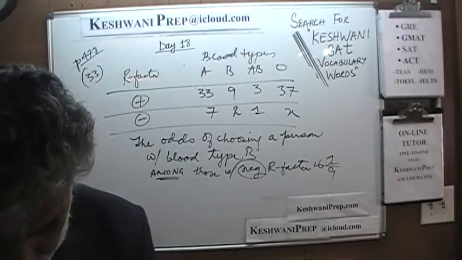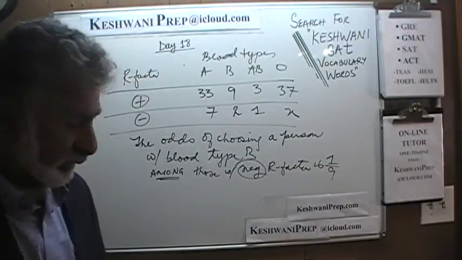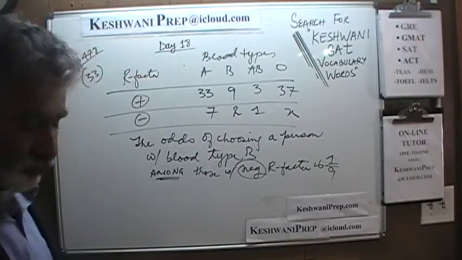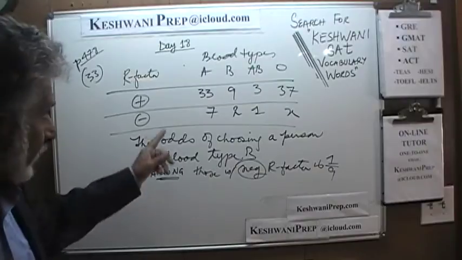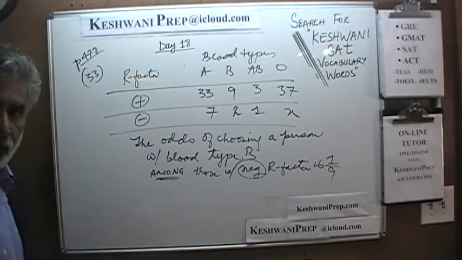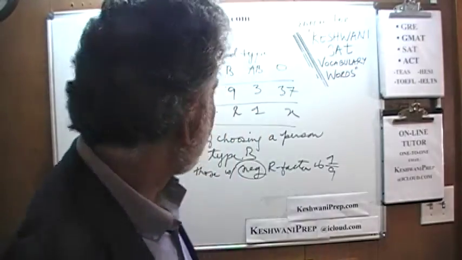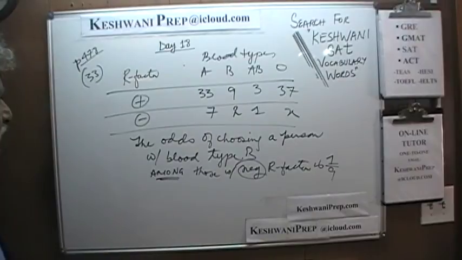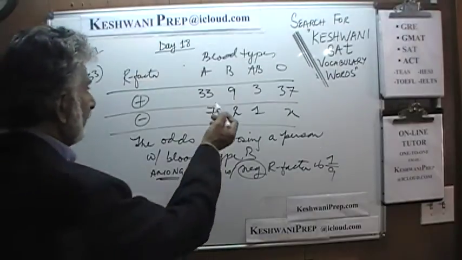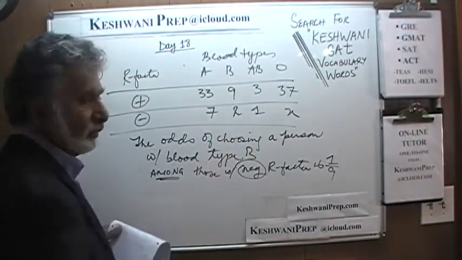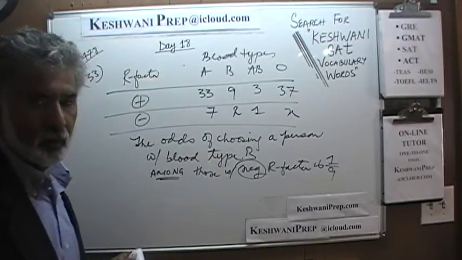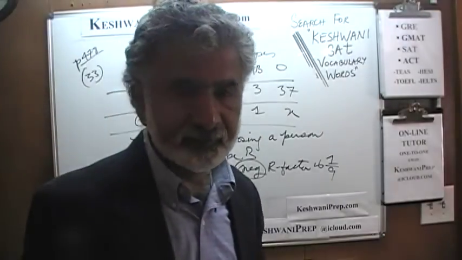I put down this nice table on the top, but now I realize that I'm going to have to erase it. Let me first put down what we need here, then I'm going to redo it on the top. This is what is known as conditional probability. We are trying to figure out the odds of choosing somebody who happens to have a blood type of B, but that's not enough. The blood type of B would be these two people here, 9 and 2. There are 11 people who have a blood type of B, but that's not what we're talking about here.